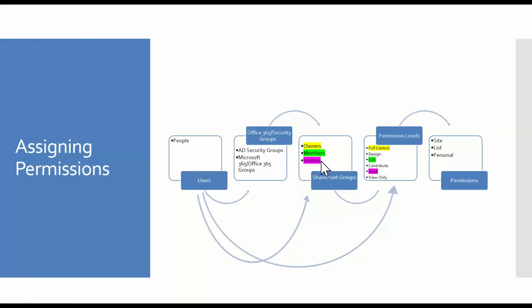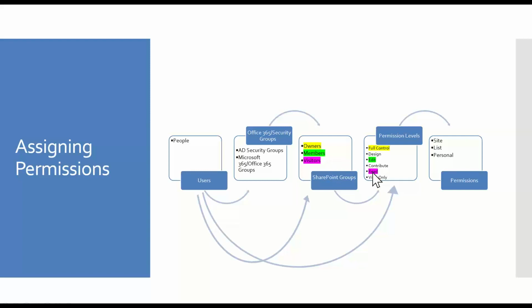So you're always going to get one of these when you create a new site if that site has unique permissions, and it will be named after the site. So if we call our site Site A, it'll be Site A owners, Site A members, and Site A visitors. The owners SharePoint group is assigned full control permissions to your site, and members is assigned edit, and visitors is assigned read.